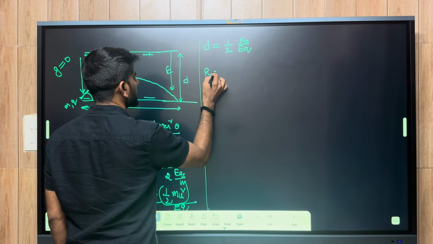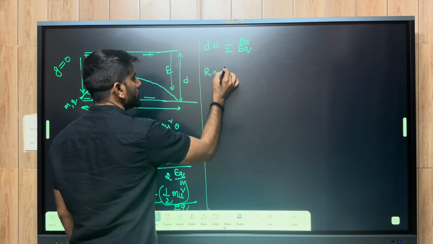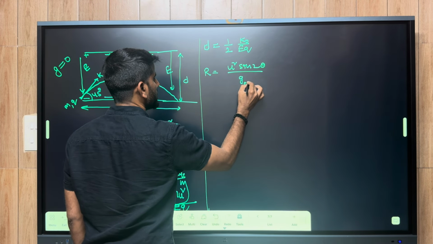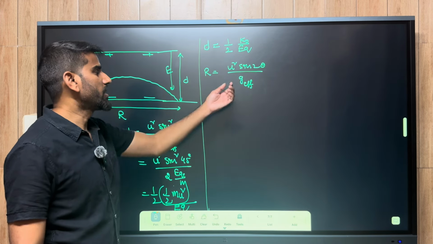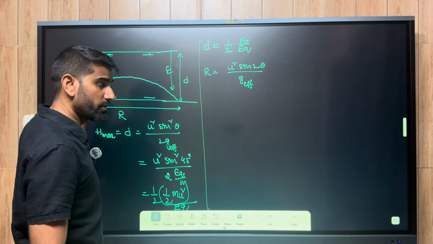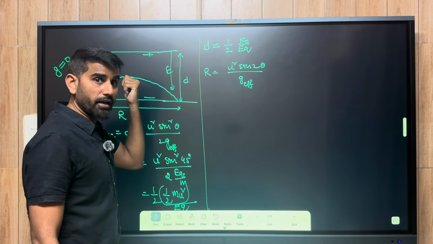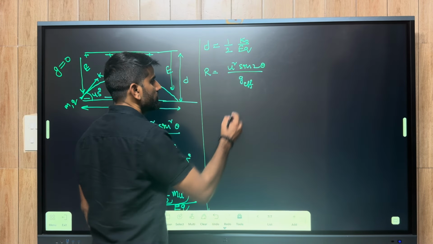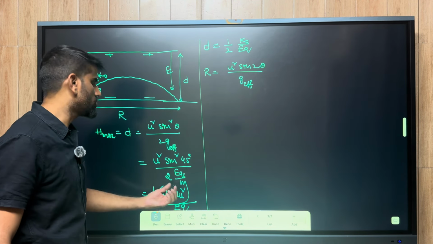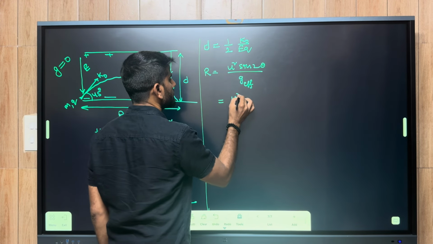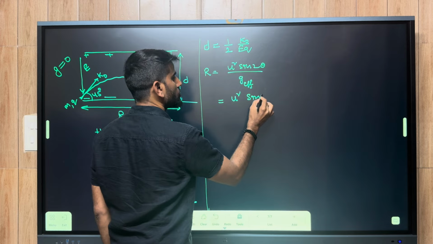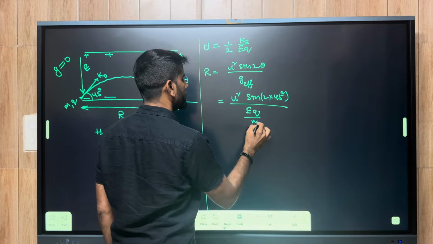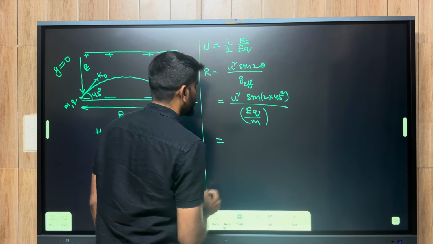Okay, now let us find range. R is equal to U square sine 2 theta by g effective here. Instead of writing g, I'm writing g effective, because in gravity free space, the only acceleration that is acting in vertically downward direction is acceleration due to this electric force. So g effective, we know the value, which is EQ by M. So U square sine 2 into 45, which is 90 degrees, by g effective, EQ by M.